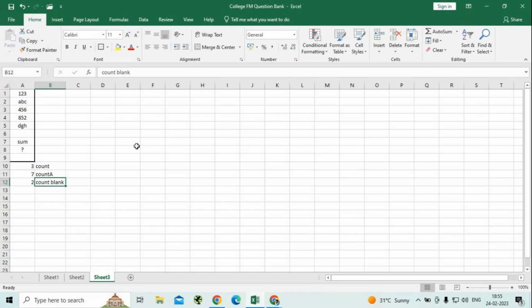So the first function, count. Yes. The count is going to give only the count of cells which have numbers. COUNTA is going to give you the count of all the cells which are filled.